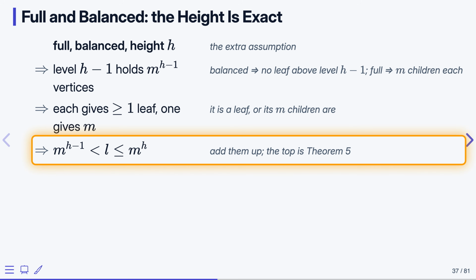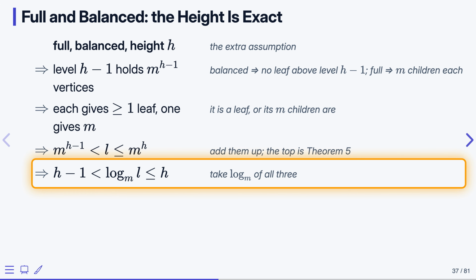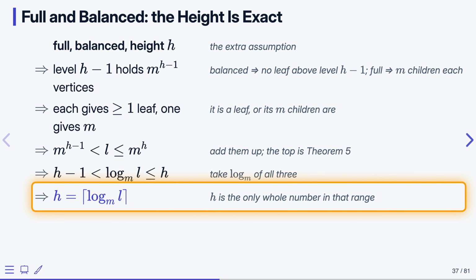Line 4. Add them up. The count is more than m to the power h-1, because that one internal dot gives m leaves instead of 1, and it is at most m to the power h by Theorem 5. Line 5. Take the logarithm base m of all three parts, so log base m of L sits above h-1 and at or below h. Line 6. There is exactly one whole number in that range, and it is h, so the ceiling of log base m of L is h, which is what we wanted.